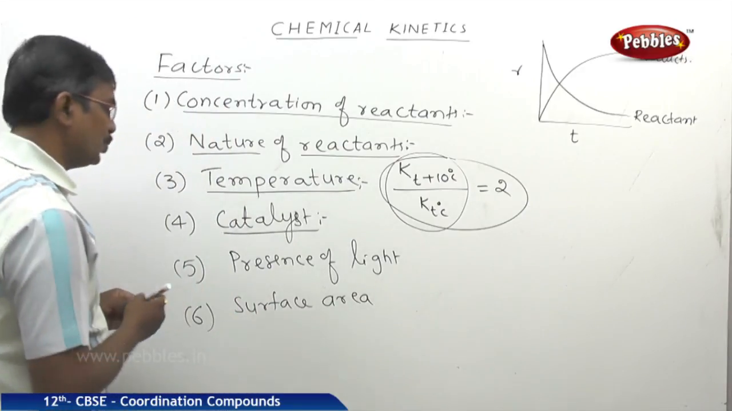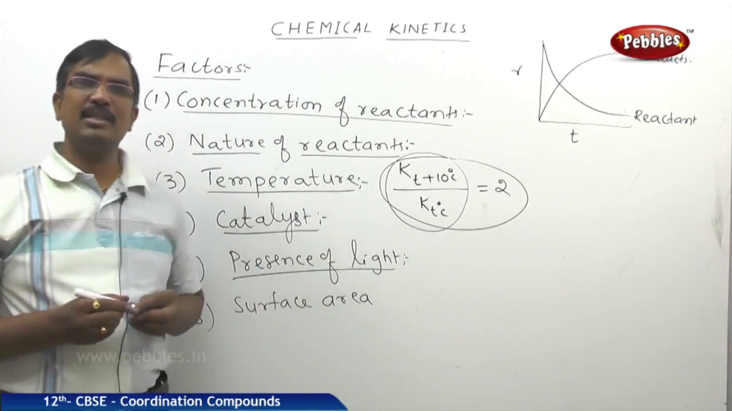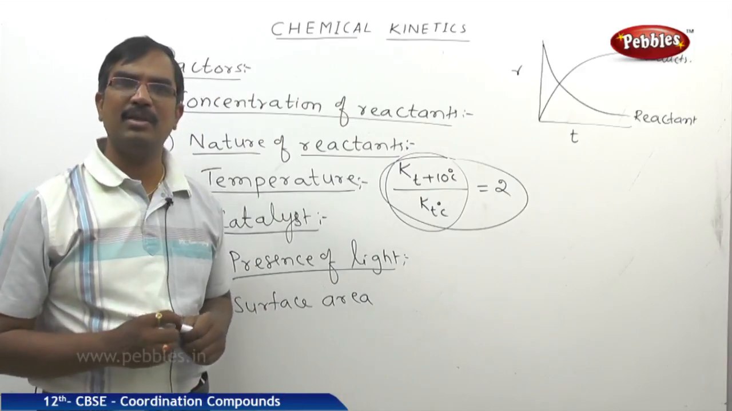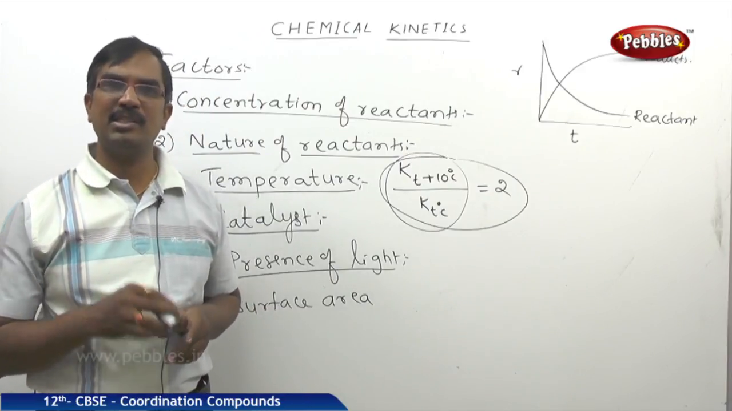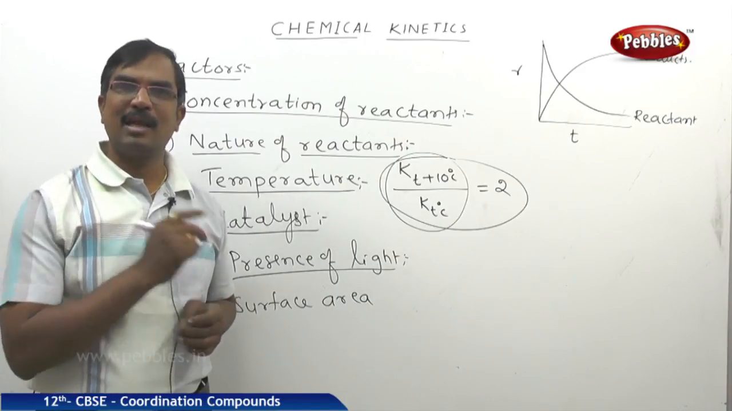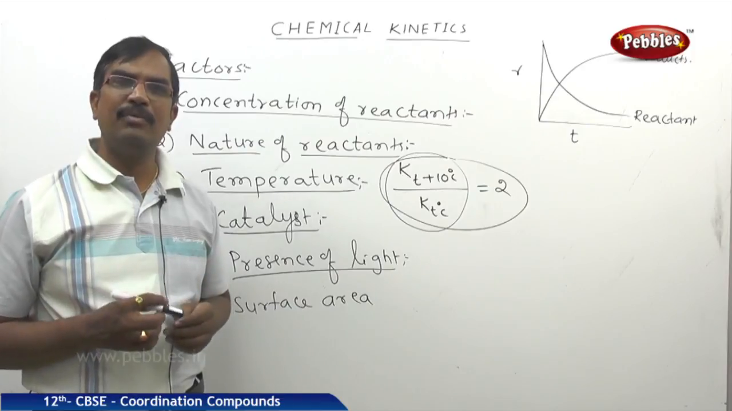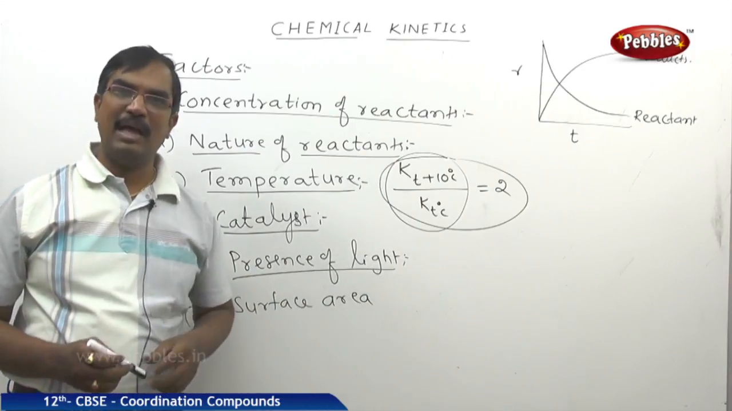And coming to the presence of light, this concept we can generally observe only in the case of photochemical reactions. In photochemical reactions we need sunlight. Most photochemical reactions involve free radicals. In such a case, light has an effect.